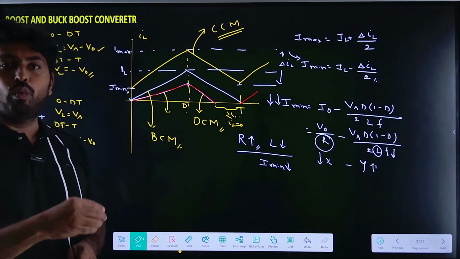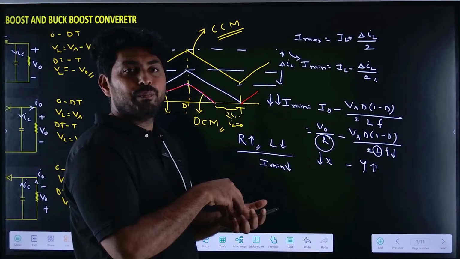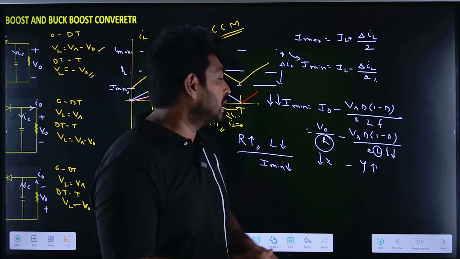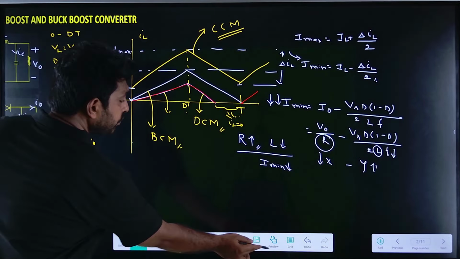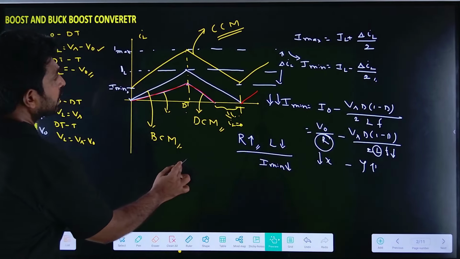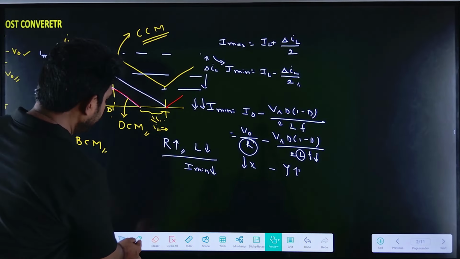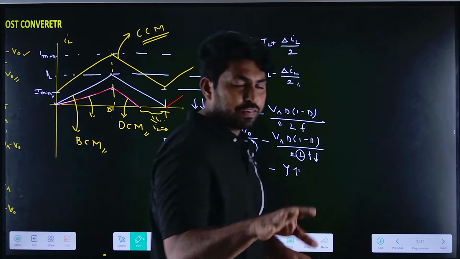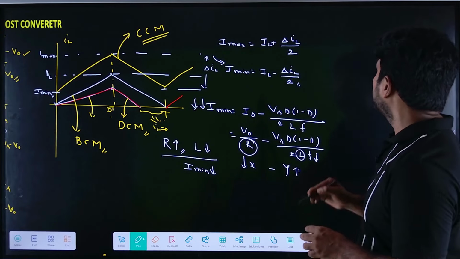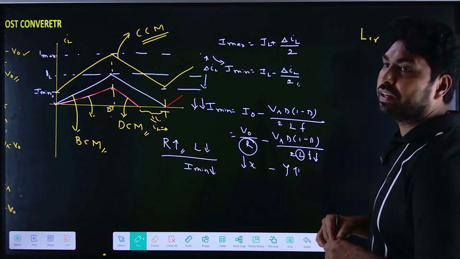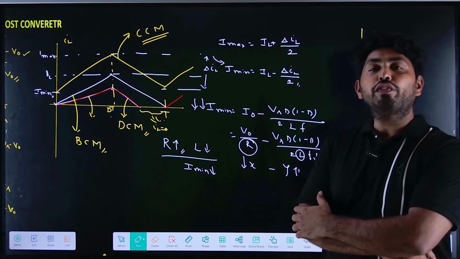Let us see what the critical resistance, the critical inductance, and the critical capacitance are here. Let us first find the critical value of inductance. So LCR, let me write this as LCR, the critical value of inductance. So what is the critical value of inductance here?